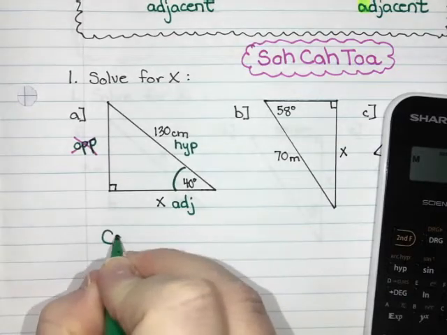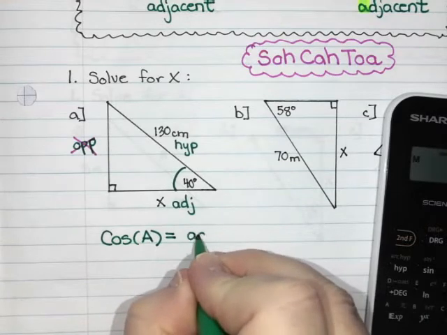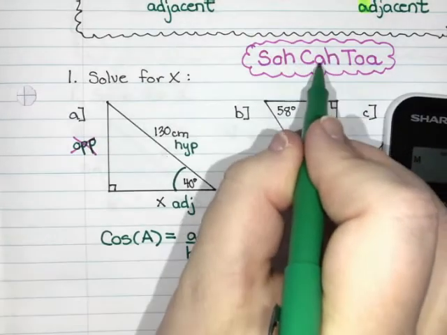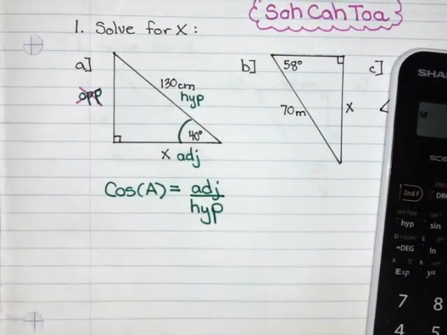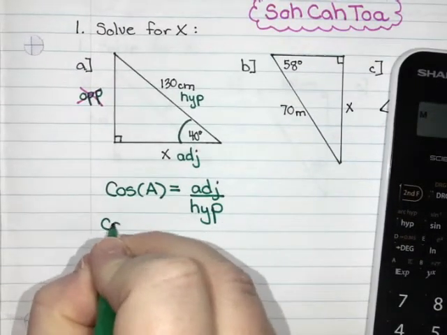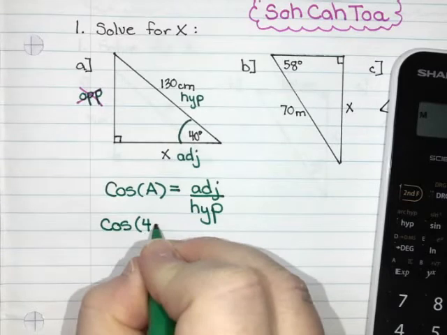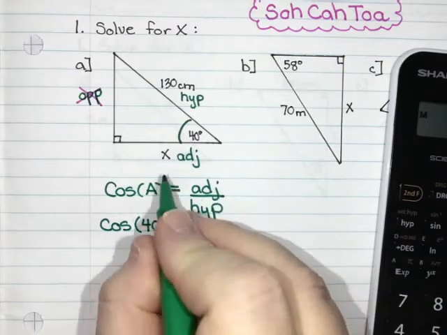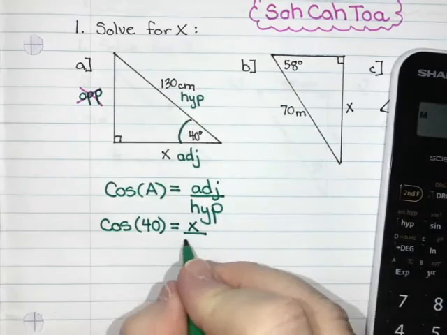So I'm going to start by writing that cosine of A is adjacent over hypotenuse, right? So it's CAH. The A goes on the top, the H goes on the bottom. And then I'm going to substitute in what I know. So cosine of my angle is 40 degrees. Now, you don't have to use the bracket. Some calculators require it. Some calculators don't. So if you don't want to put the bracket in, you don't have to. The adjacent in my picture is x, and my hypotenuse is 130.